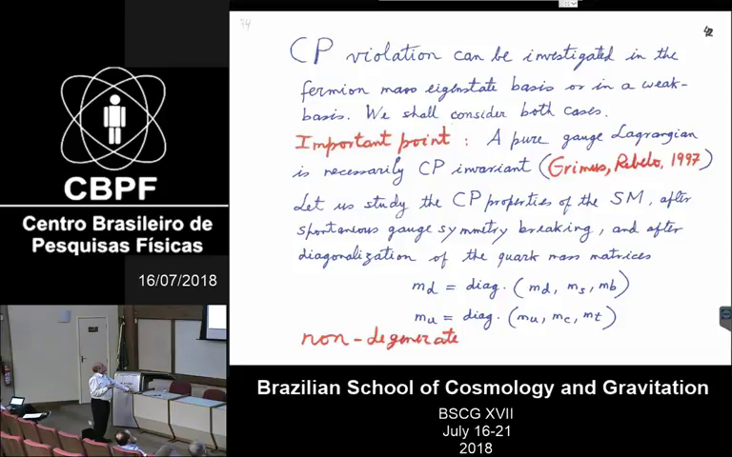After spontaneous symmetry breaking, and after diagonalization of the quark mass matrix, you have something like that. And I'm putting here that these are non-degenerate. I'm assuming that they are non-degenerate, because if they are degenerate, I have to allow for a different type of CP transformation. If the up quark is degenerate with the charm quark in the Standard Model, then there is no way of distinguishing up and charm. I have to allow that under CP, the up goes to charm, because they are the same particle, not distinguishable. So I put non-degenerate as an assumption.